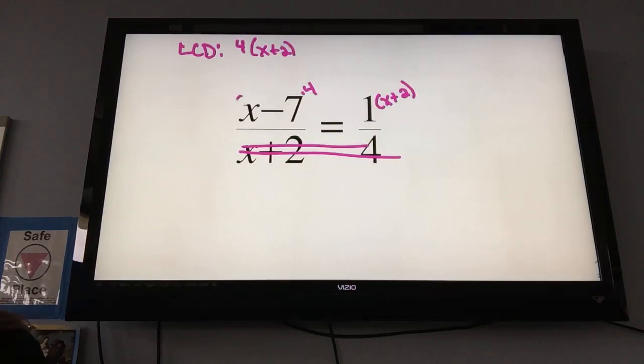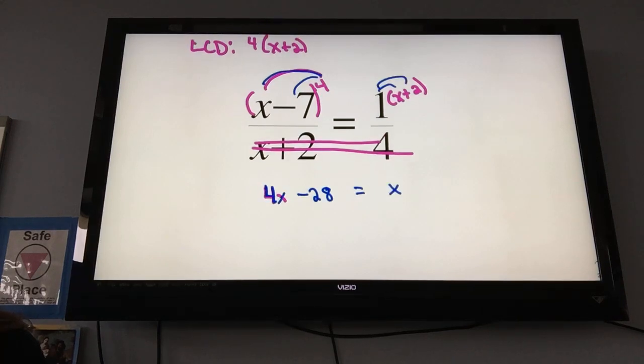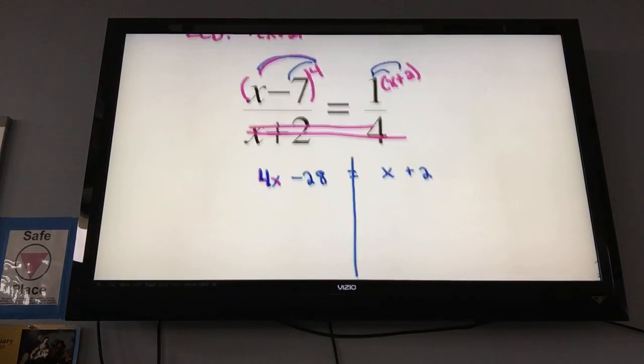So then I'll distribute this 4. So I have 4 times x. Let's go to my blue. 4 times x, 4 times negative 7 equals 1 times x and 1 times 2. And I'll finish this out and then we'll talk about that shortcut again.